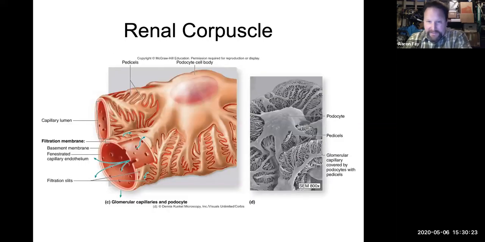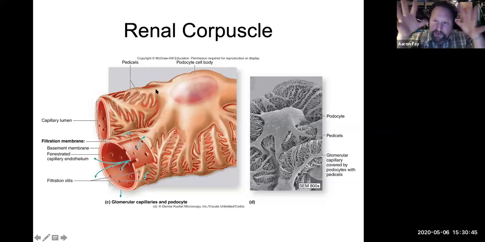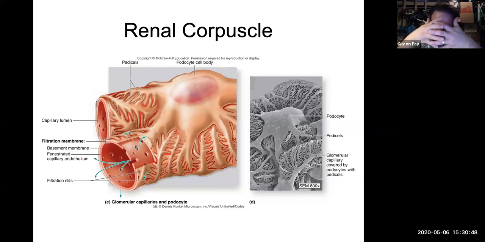So if we take a super zoom-in look, here we can see the fenestrated capillaries of the glomerulus. Remember, capillaries have only a single layer. They only have the endothelium. So outside of that endothelium, you're going to have a shared basement membrane. Sitting on top of that, you're going to have the podocytes. Now, the podocytes have these structures called pedicels, and these pedicels are going to wrap around the glomerulus, and there are little spaces in between these pedicels. The pedicels are what give strength to the capillaries so they don't just burst open under the pressure. But the pedicels have little spaces in between them called filtration slits.